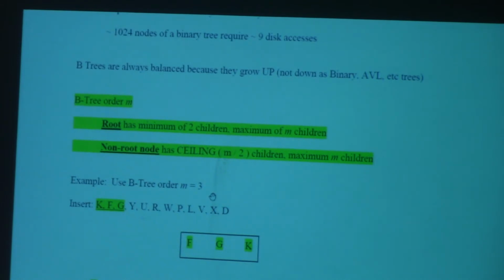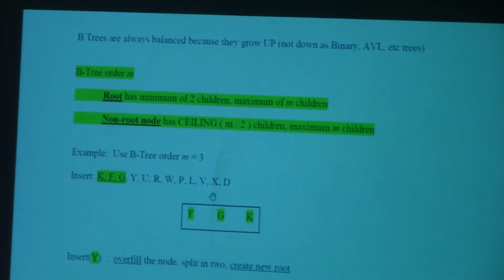One great feature about B trees is they are always balanced. Always balanced. They never get out of balance. Okay. So if I'm going to insert K, F, and G, I'm going to keep them in the right order. They're all going to go to the same node.